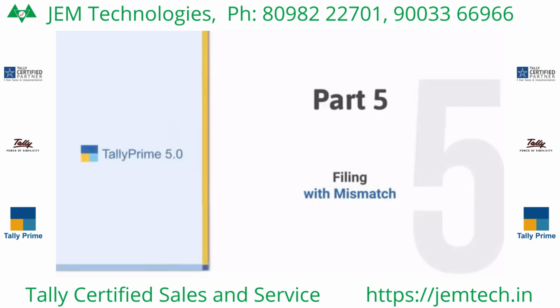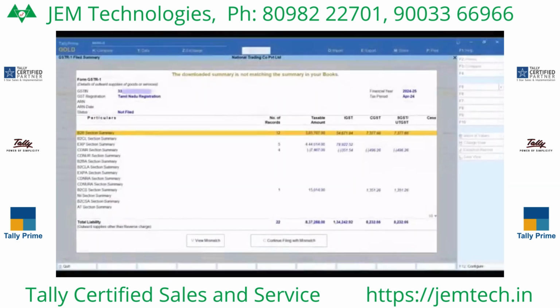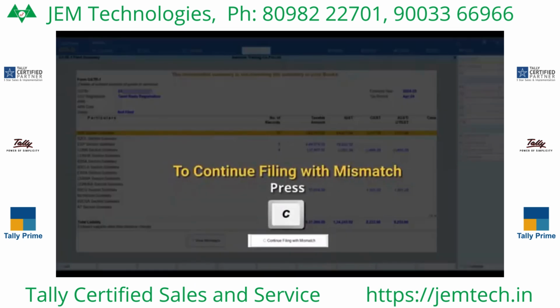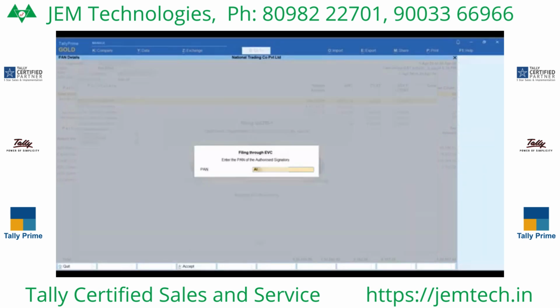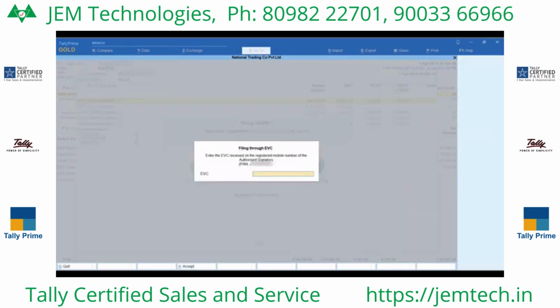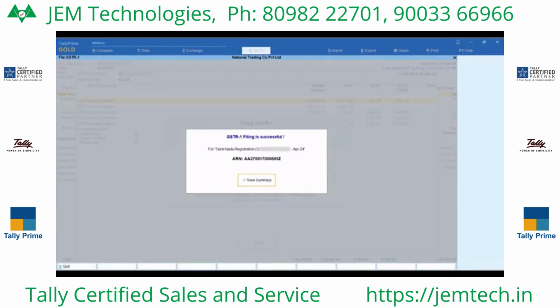Now, when you know about the mismatch and you want to make changes in the books later, you might want to file with mismatch. Press C to continue filing with mismatch. Thereafter, you can follow the steps to file GSTR1.